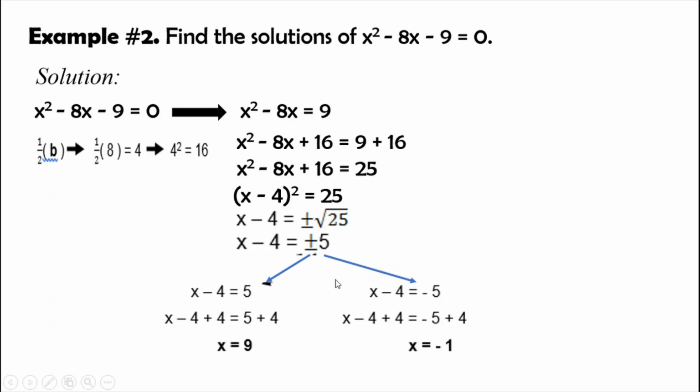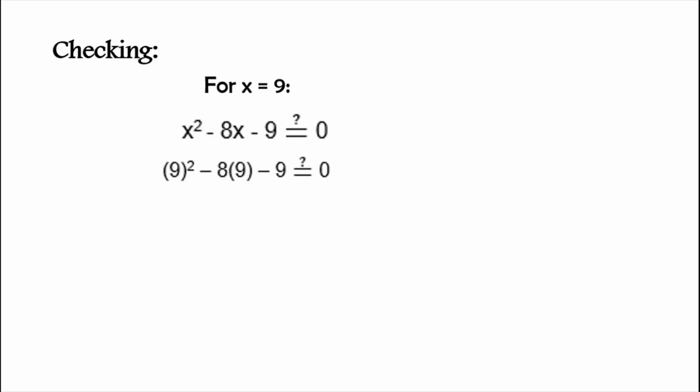Let's check if we got the correct answer. For x equals 9, substitute it to the original equation. Ayan. And then simplify. 9 times 9 is 81. Negative 8 times 9 is negative 72 minus 9. 81 minus 72 is 9. Minus 9, that is equal to 0. Okay, so x is equal to 9 is correct.